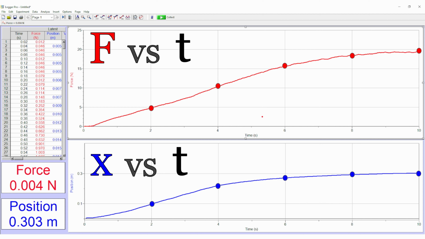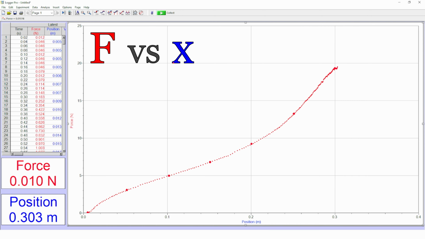So I had two graphs, force versus time, position versus time, or this would be stretch versus time. And if you look at the same time, like let's say at 2 seconds, the rubber band was stretched 10 centimeters and was pulling with 5 newtons. At 4 seconds, it was stretched about 0.2 meters or 20 centimeters and was pulling with a little over 10 newtons of force. Well, I had all of those values collected, the force values and the position values, and then I just took each force in each position at the same time and plotted force versus position. This is what that looked like.